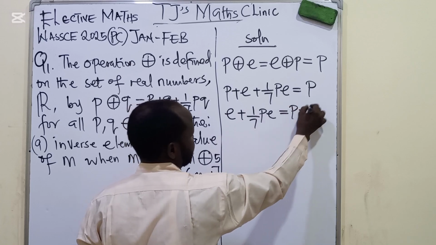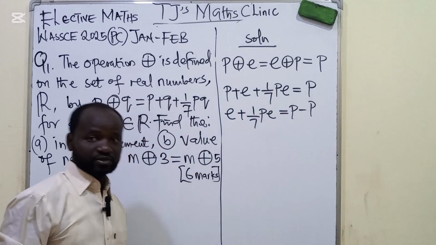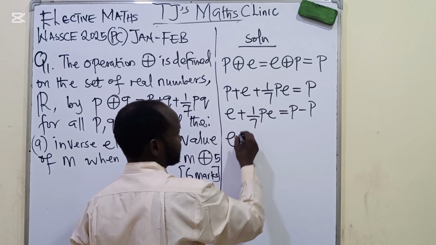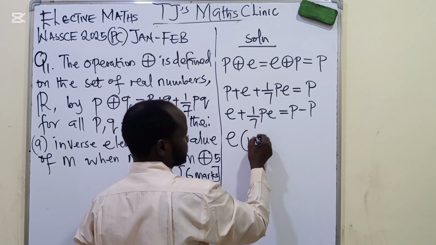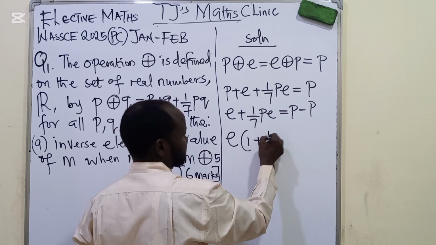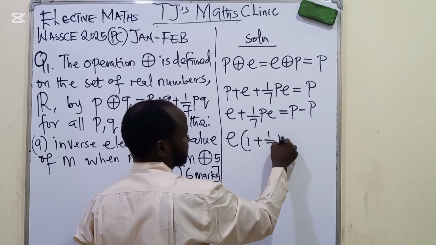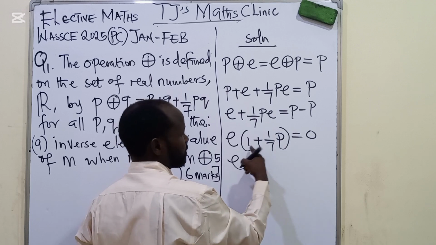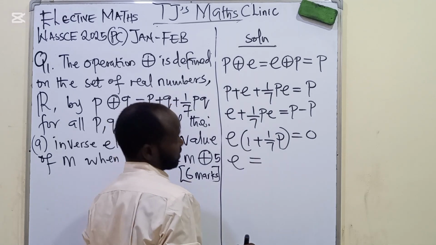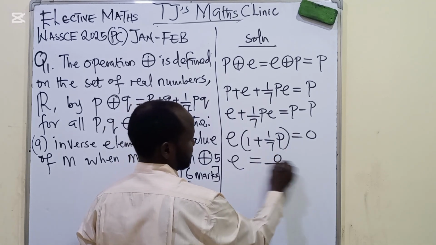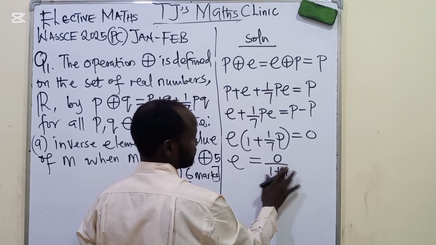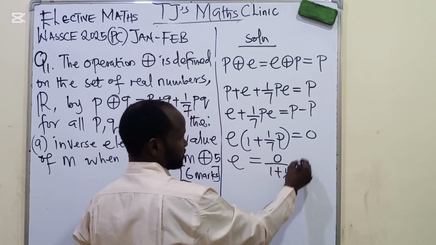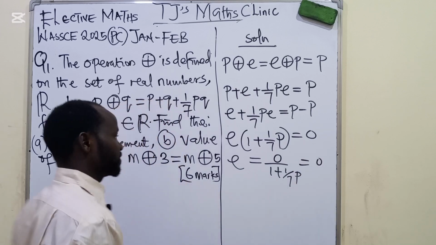It will be P minus P, meaning we make the identity element the subject of the relation here. We can factor out the identity element. That will be the identity element times (1 plus 1 divided by 7P) equal to 0. So we divide both sides by 1 plus 1 divided by 7P. 0 divided by anything will be 0. So the identity element is 0.